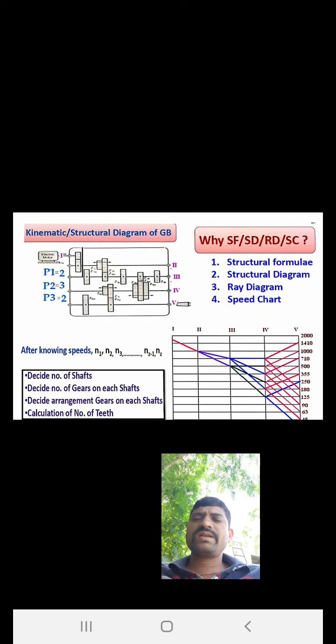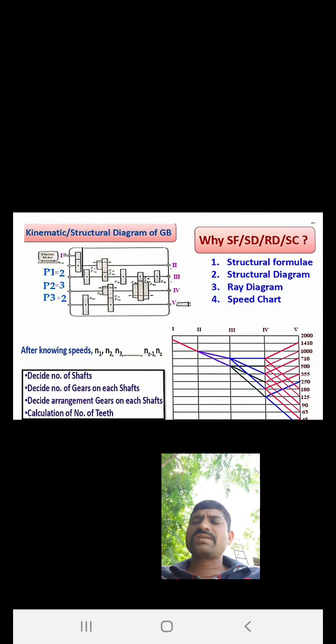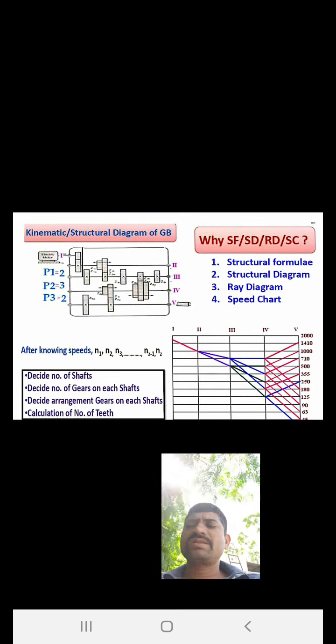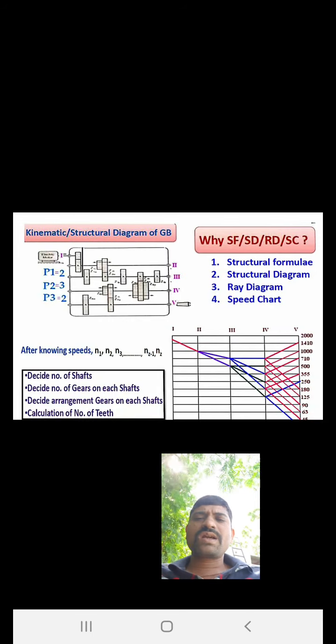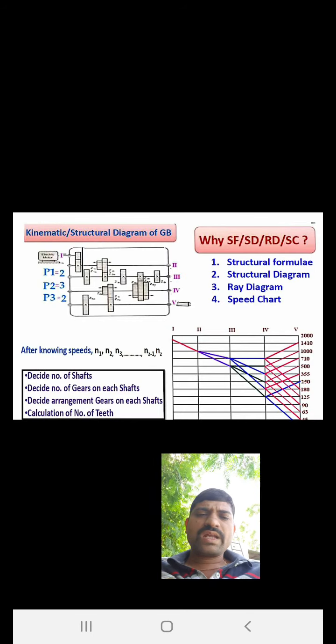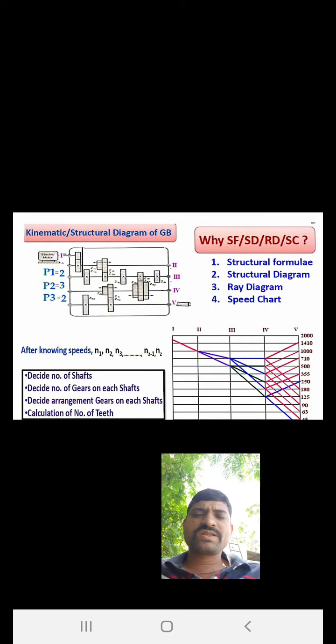The structural formula is nothing but a mathematical expression giving the distribution of the number of speed steps in a stage or transmission group, and the number of spindle speed steps by which two adjacent values of each stage or transmission group are separated. In the given figure, one example is given with 3 stages and 12 speed steps, z equal to 12.